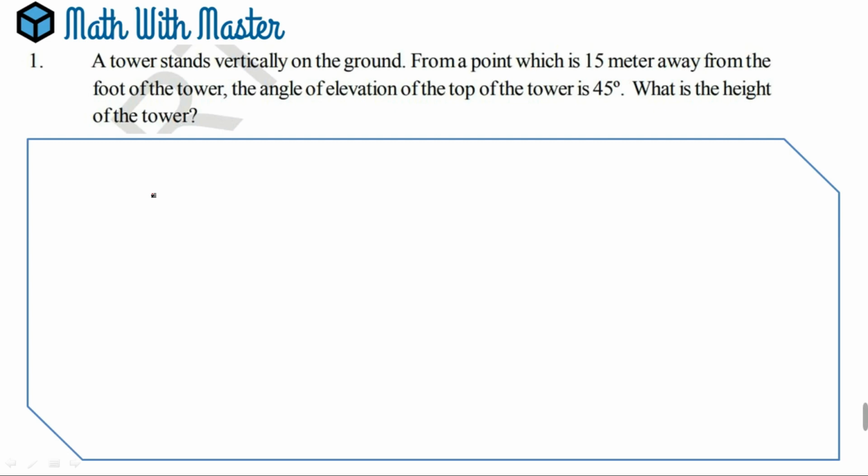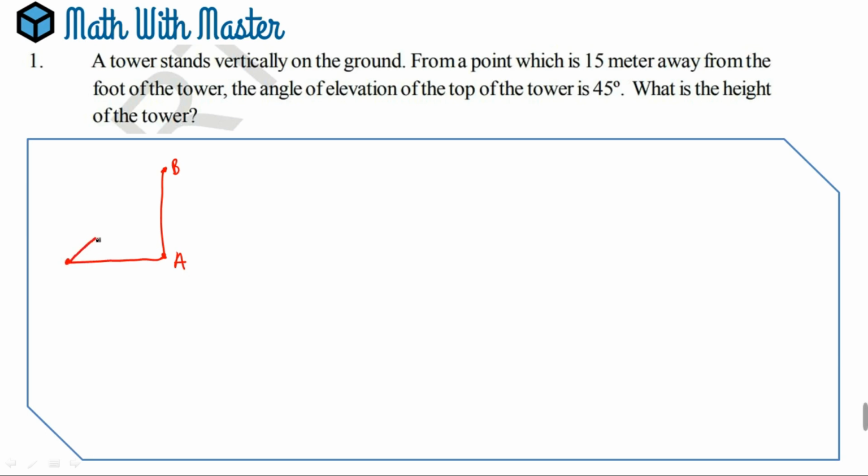So a tower is given which is standing vertically on the ground. So we will draw a tower over here with points. Let's say this is point A and this is point B. So this is tower AB. So from a point which is 15 meters away from the foot of the tower. Foot of the tower means the part of the tower which is touching the ground. So 15 meters away there is a point where the angle of elevation to the top of the tower is 45 degrees.